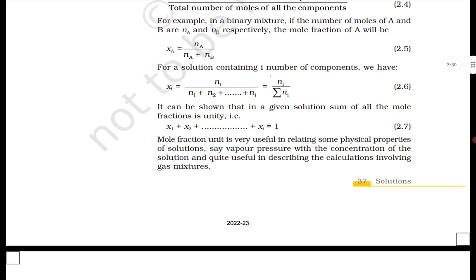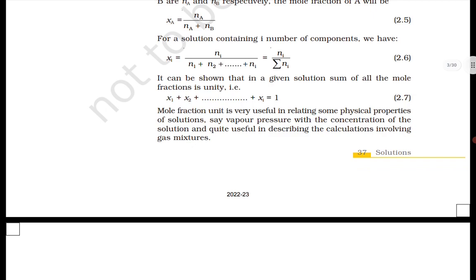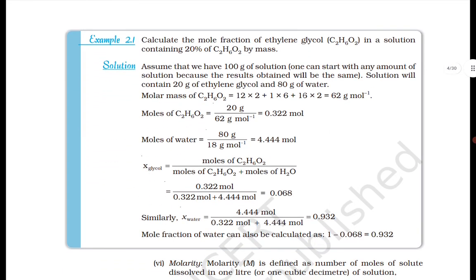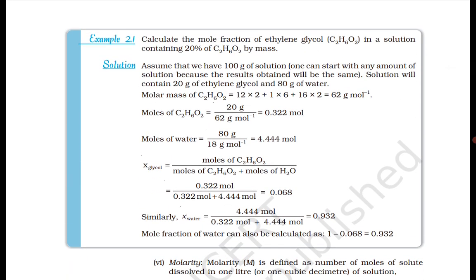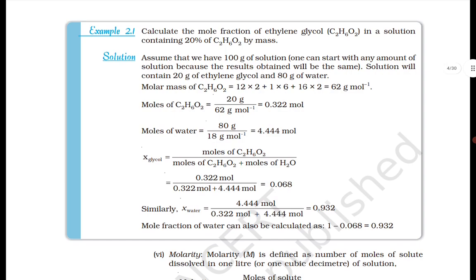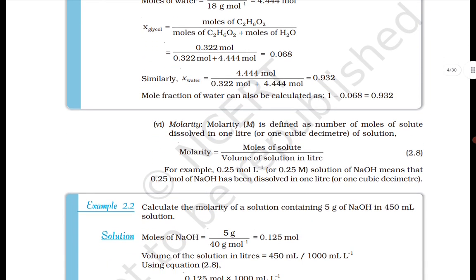Mole fraction unit is very useful in relating some physical properties of solutions, say vapor pressure, with the concentration of the solution, and is quite useful in describing calculations involving gas mixtures. Example 2.1. Calculate the mole fraction of ethylene glycol, C2H6O2, in a solution containing 20% of C2H6O2 by mass. Please read the solution given in your textbook.